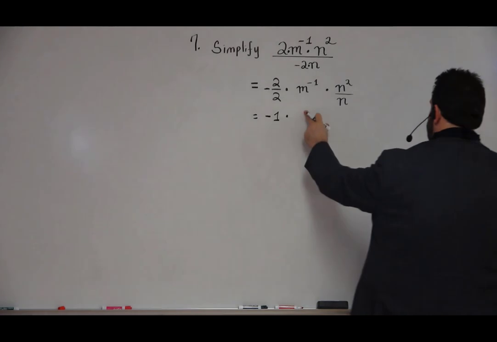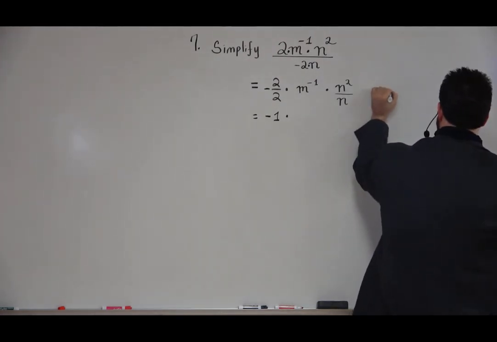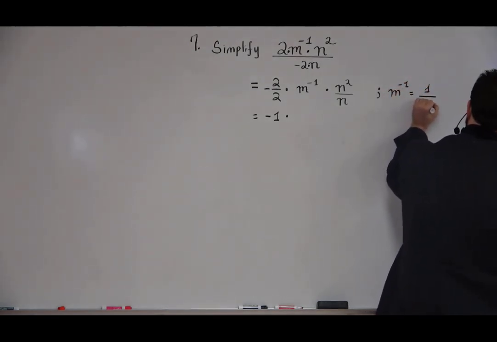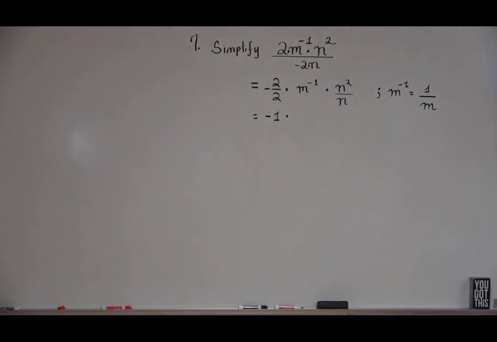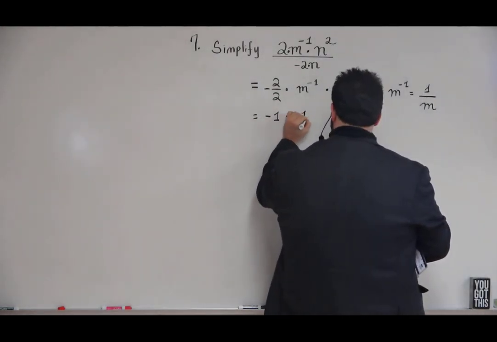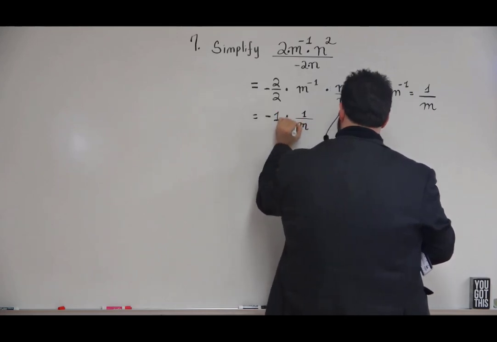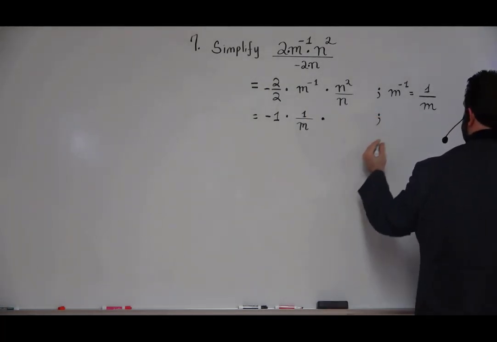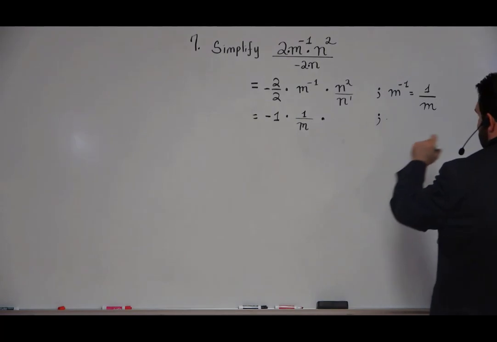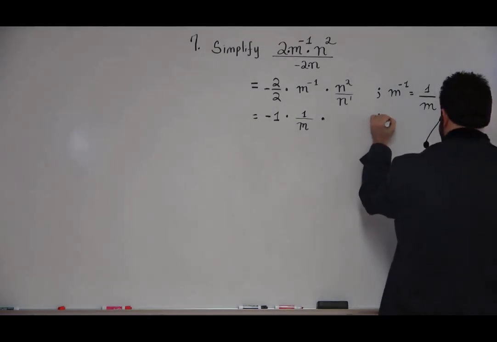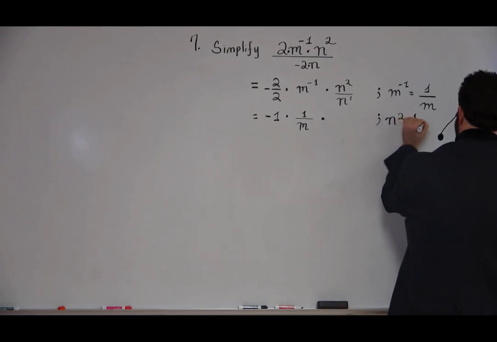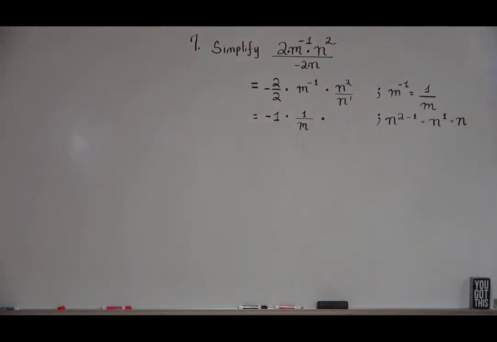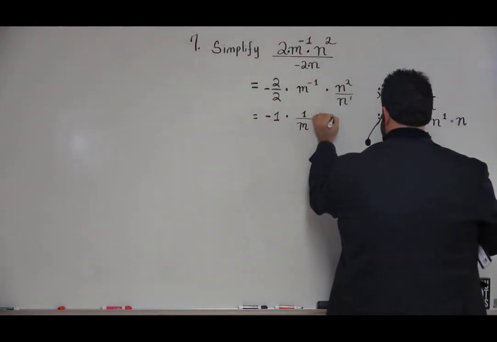Now remember, before you write m to the negative 1, remember out here that m to the negative 1 is going to equal 1 over m. That's that negative exponent rule. So I better write this as 1 over m times, well, look out here. I've got n to the second power over n to the first power. So I have n to the 2 minus 1, which is just n to the 1, which is just n. So down here, we just put n.